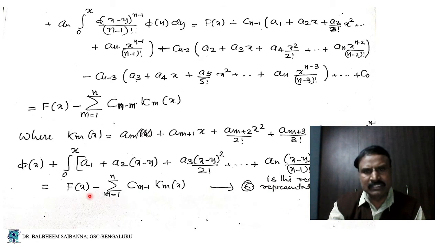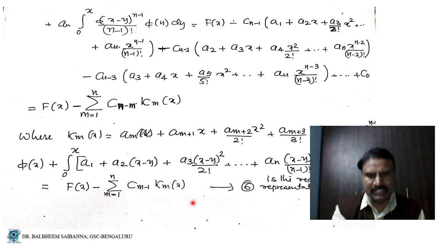Equation 6 is like this: phi of x plus integral 0 to x, a1 plus a2 into x minus y plus a3 into x minus y whole square by 2 factorial plus a n into x minus y raised to power n minus 1 by n minus 1 factorial, phi of y dy equals f of x minus summation of m is equal to 1 to n c m minus 1 k m of x. This 6th equation is the required integral representation of the nth order differential equation.